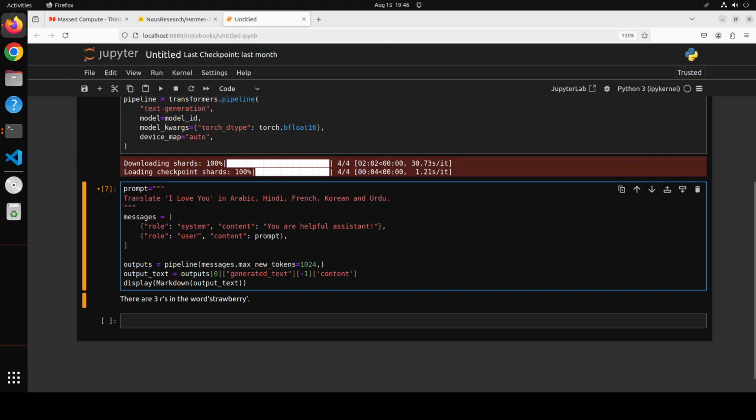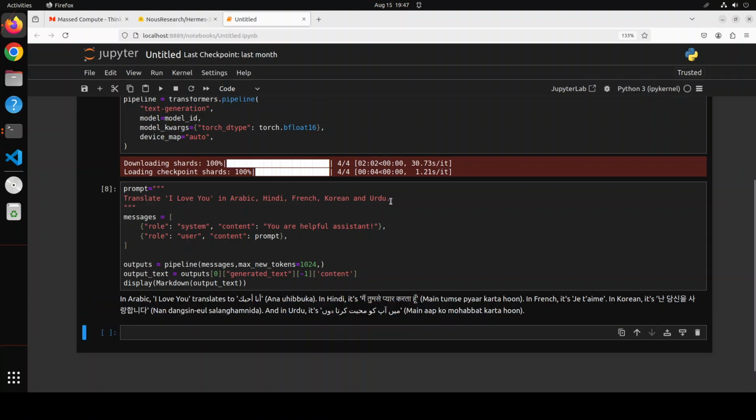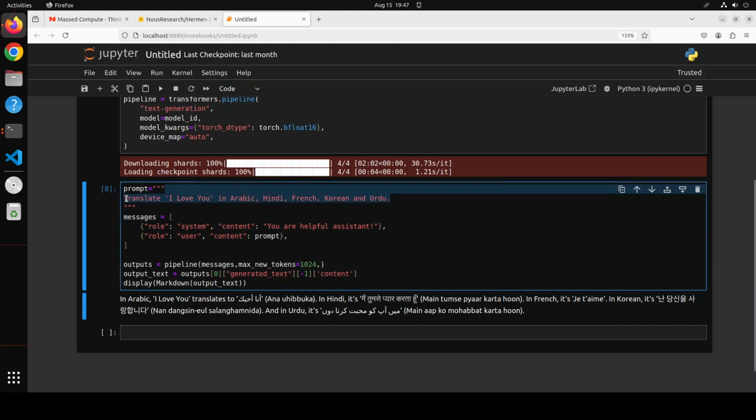It's not a multilingual model, but let's try to see if it can translate English into other languages. So I am asking it, translate I love you in Arabic, Hindi, French, Korean and Urdu. Let's see if it is able to do that. So there you go, Arabic looks fine, Hindi looks fine, French, Korean, and then you know what, all of them are really spot on. So even if it doesn't say that it's multilingual, I think it is inheriting that from the awesome Llama 3.1.